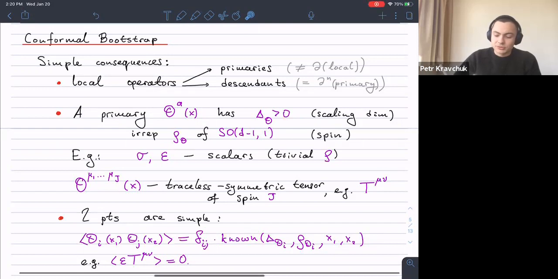And this irreducible representation is what we call the spin of our operator. So we can have some Lorentz index. Before we calculate examples of sigma and epsilon, which were scalars and had trivial spin, more generally we can have operators, and for this talk, it suffices to think about traceless symmetric operators. So operators which have J vector indices, which are symmetric and traceless in these indices. An example is the stress tensor operator, which has two indices, and we say it has spin 2, by the number of indices.